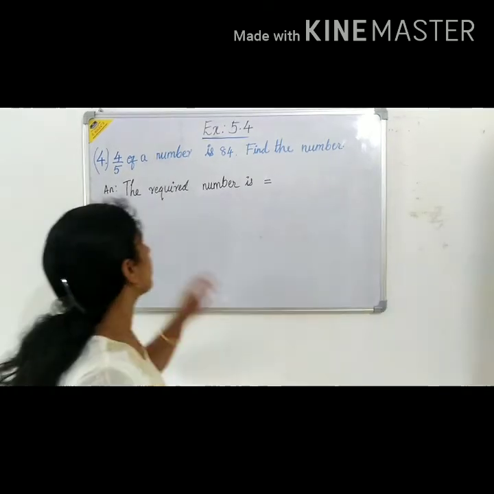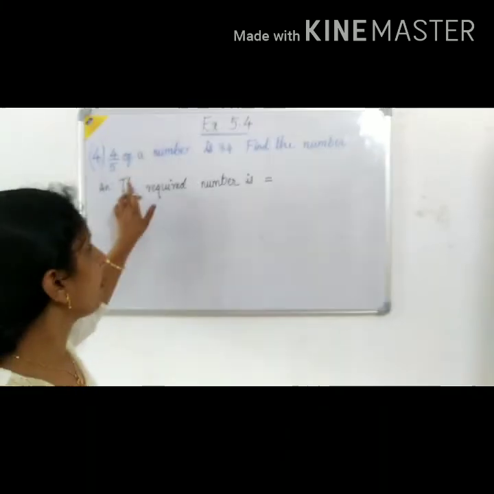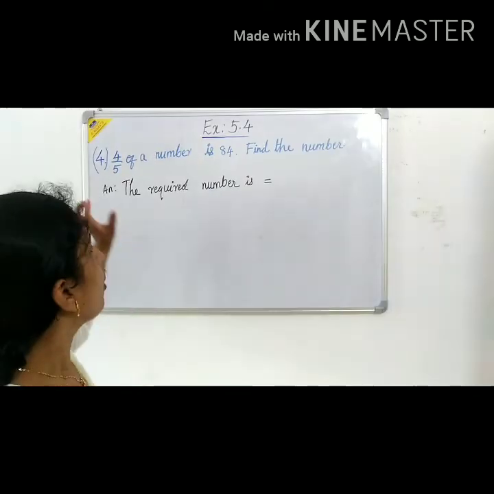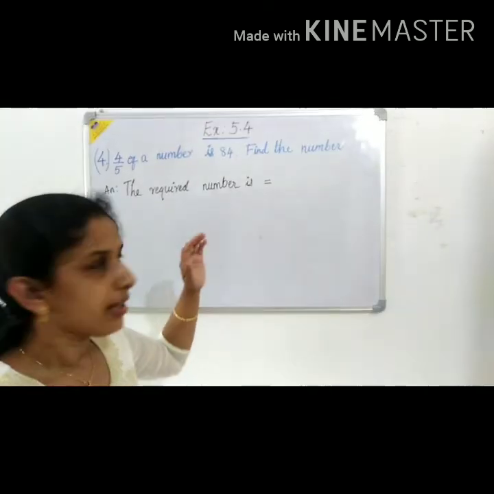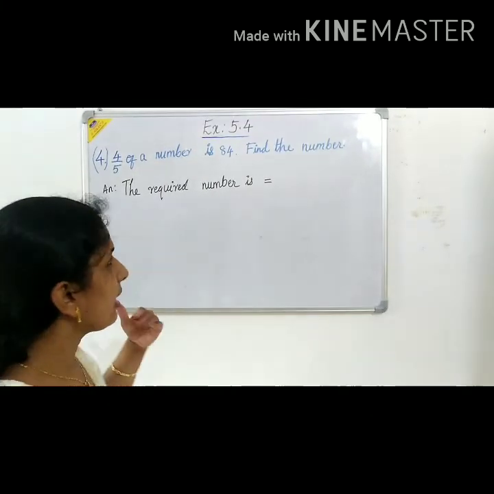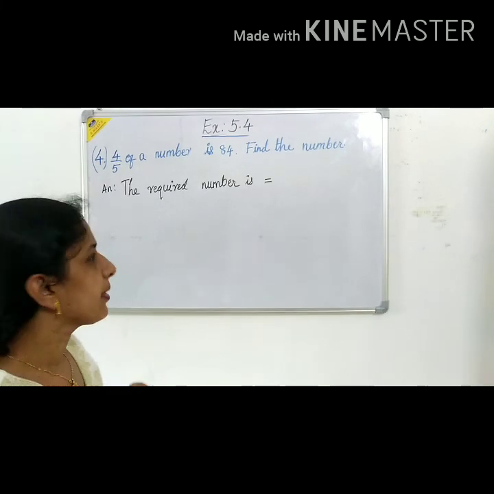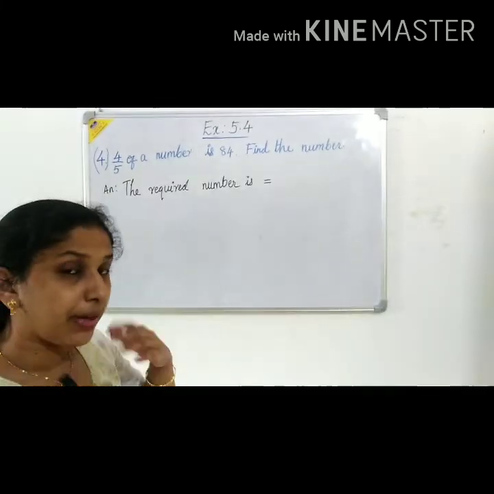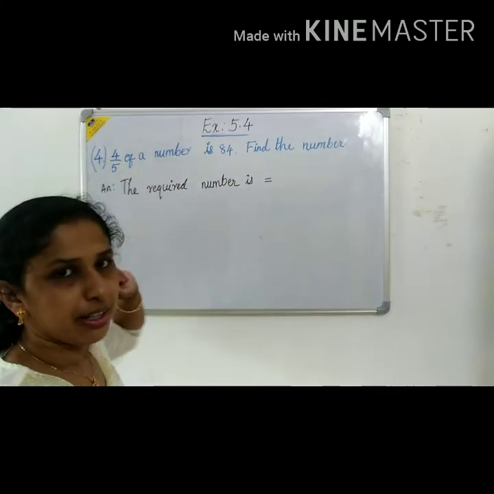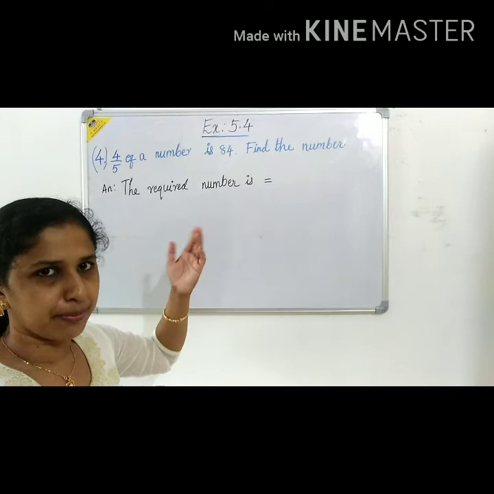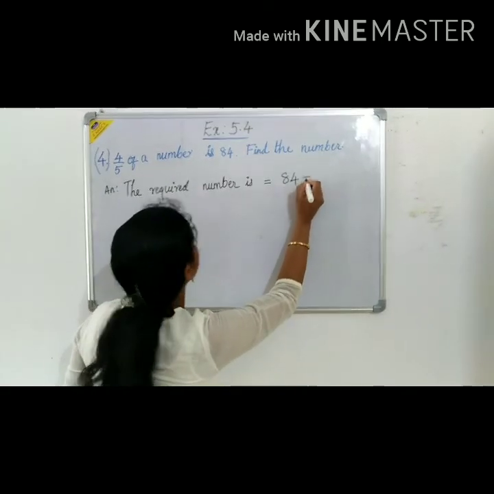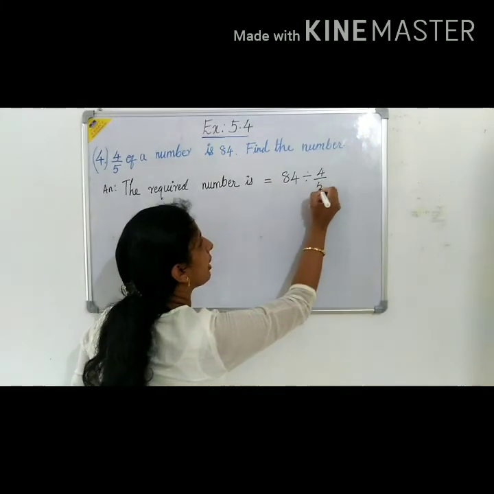Question number 4. 4 by 5 of a number is 84. Find the number. Once again, 4 by 5 of a number is 84. Find the number. Here we can see how we will find the required number. What we will do? We will divide 84 by 4 by 5, then we will get the required number. Therefore, the required number is 84 divided by 4 by 5.